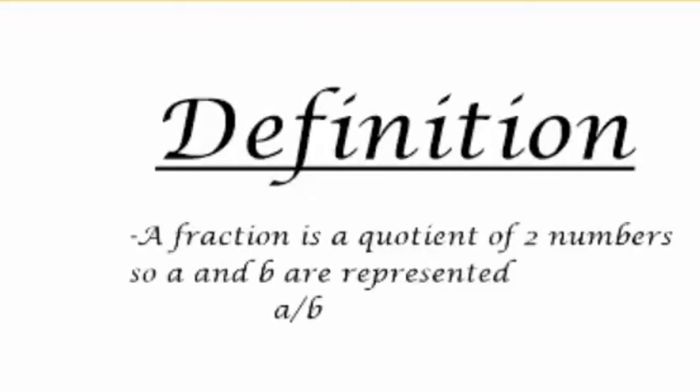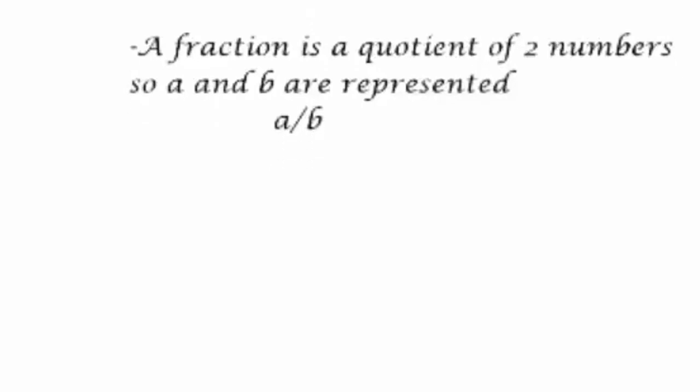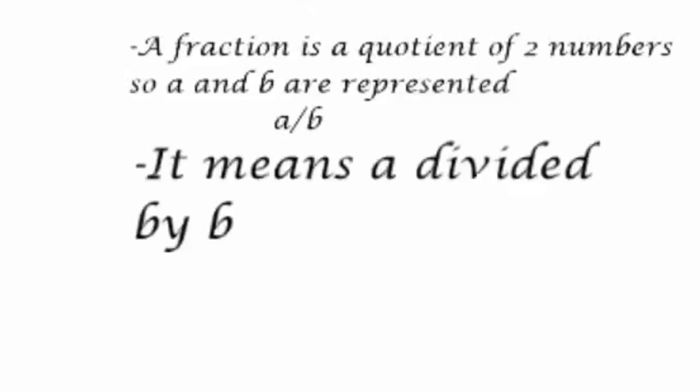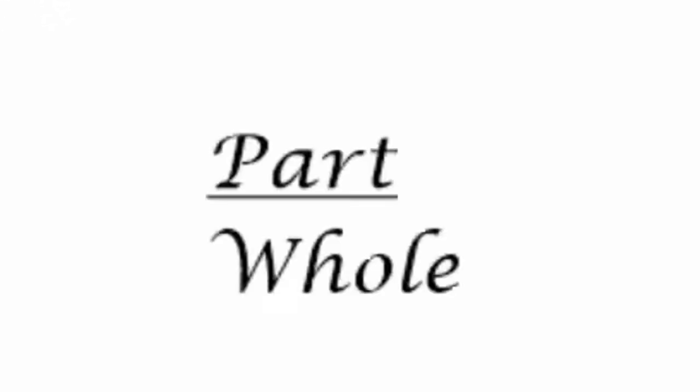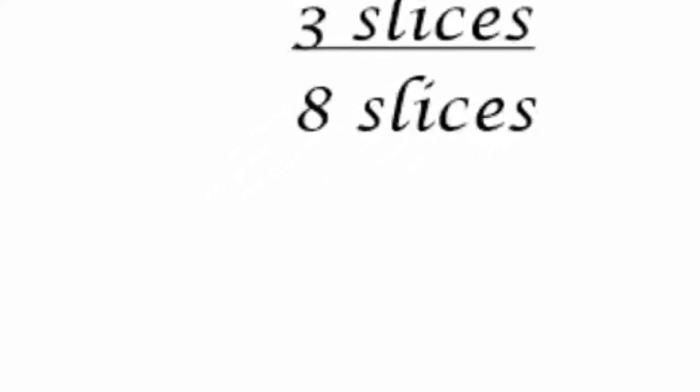A fraction is any number that is represented by a quotient of two numbers, a and b, represented by a divided by b, or a over b. Like mentioned, it means a divided by b. The essential idea of a being divided by b gives us an idea of a part being part of a whole. To give you an easy illustration, imagine that you have a pizza. A pizza has a whole 8 slices, and if you have 3, it is a basic fraction.